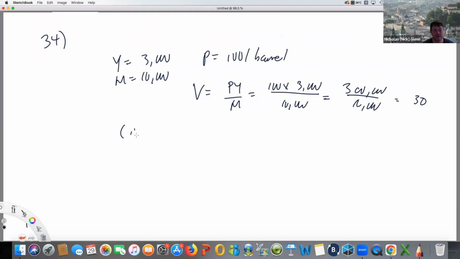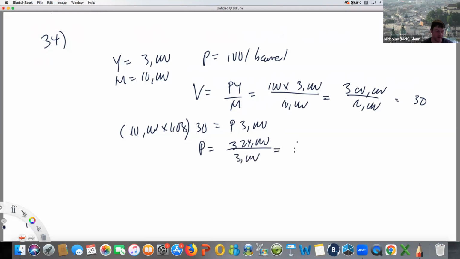So we know the new money supply is 10,000 times 1.08. Velocity we said was 30, so that's MV. And that's equal to P times Y. Y is going to stay 3,000. So the price level is going to be 324,000, that's 30 times 10,000 times 1.08, divided by 3,000. And so what that'll give you is a price level of $108.